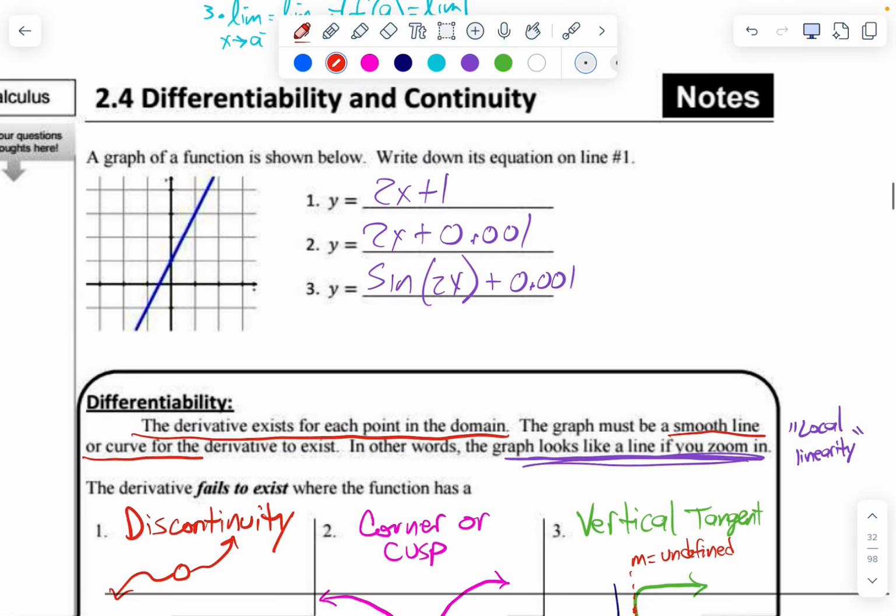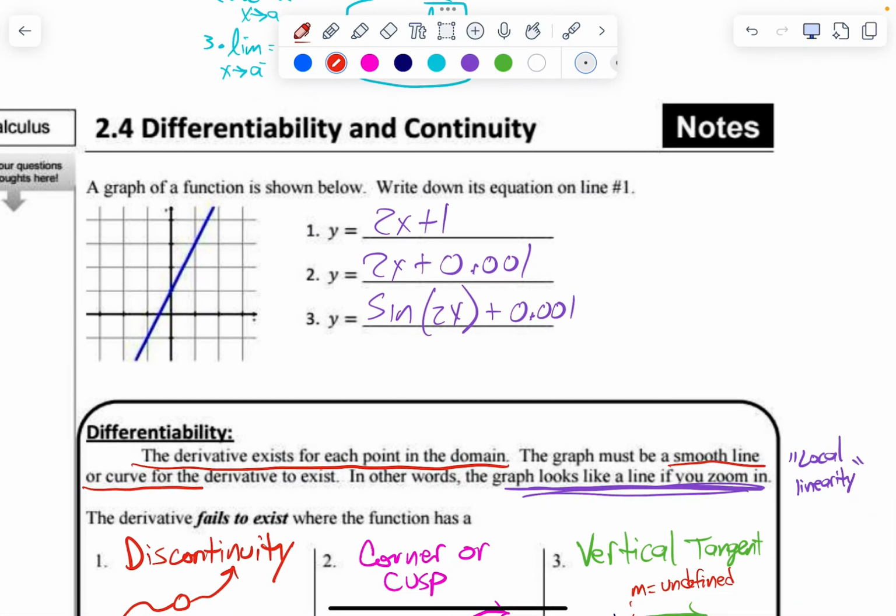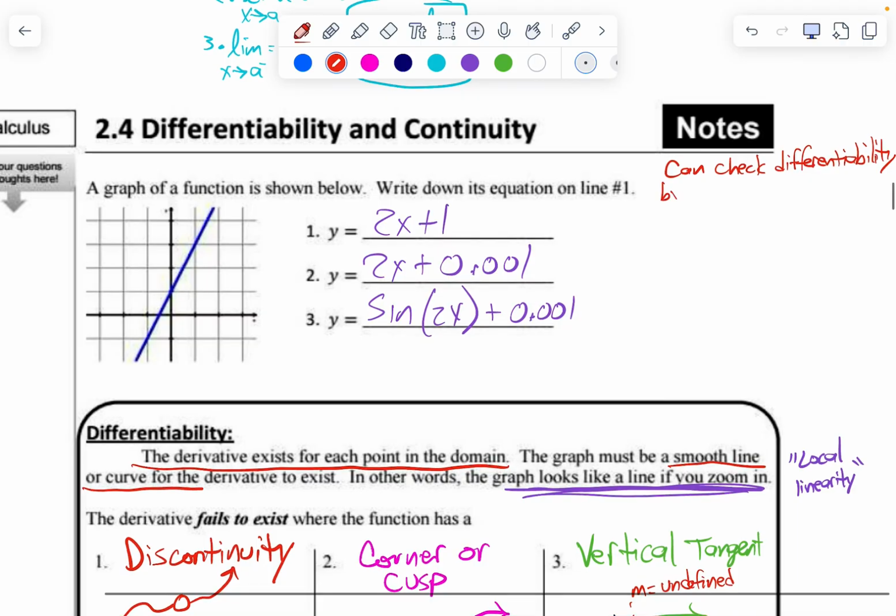What's the definition of a derivative? Up here, I want you to write this down. So you can check differentiability. Are you picking up that differentiability, differentiate, differentiable, all of those have to do with taking a derivative? Are you picking that up? So you can check differentiability by checking the definition, which everybody hates.